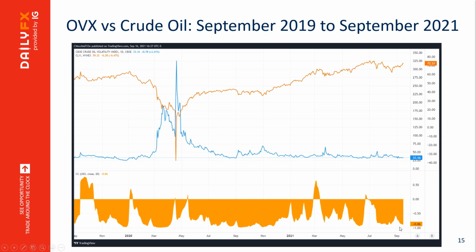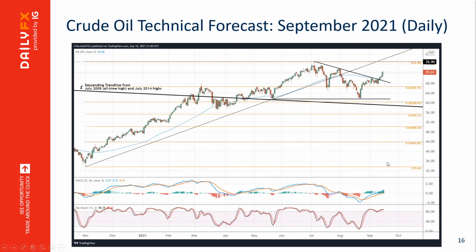But recently, oil volatility has been coming down, and the relationship between oil volatility and oil prices has been deepening into negative territory, approaching that perfect negative correlation of negative 1.0, and that's been great news for oil prices. Now, I should have brought a longer term chart here, and Todd, you can fill in my lack of information when we flip over to the trading platform later.